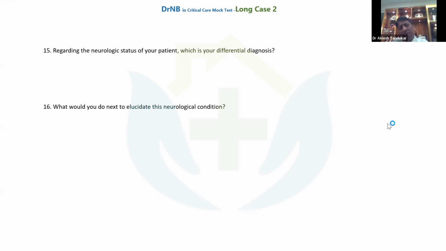How will you prescribe nutrition to this patient? So I would like to calculate nutritional requirements by indirect calorimetry based on the VCO2 and VO2 consumption.